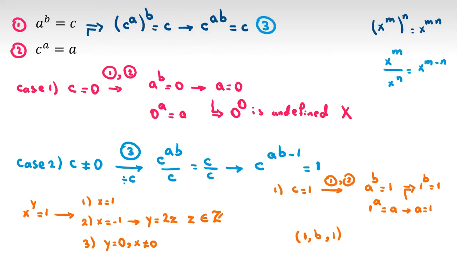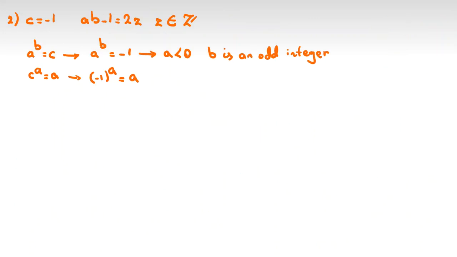Unlike the previous case, here b is an odd number. Now, negative 1 to the power of a equal to a. So from this part, we conclude a is an odd number. Why? Because we know a is negative. When it is negative, a should be an odd integer. So a, for example, equal to 2k plus 1 and also negative 2k plus 1.